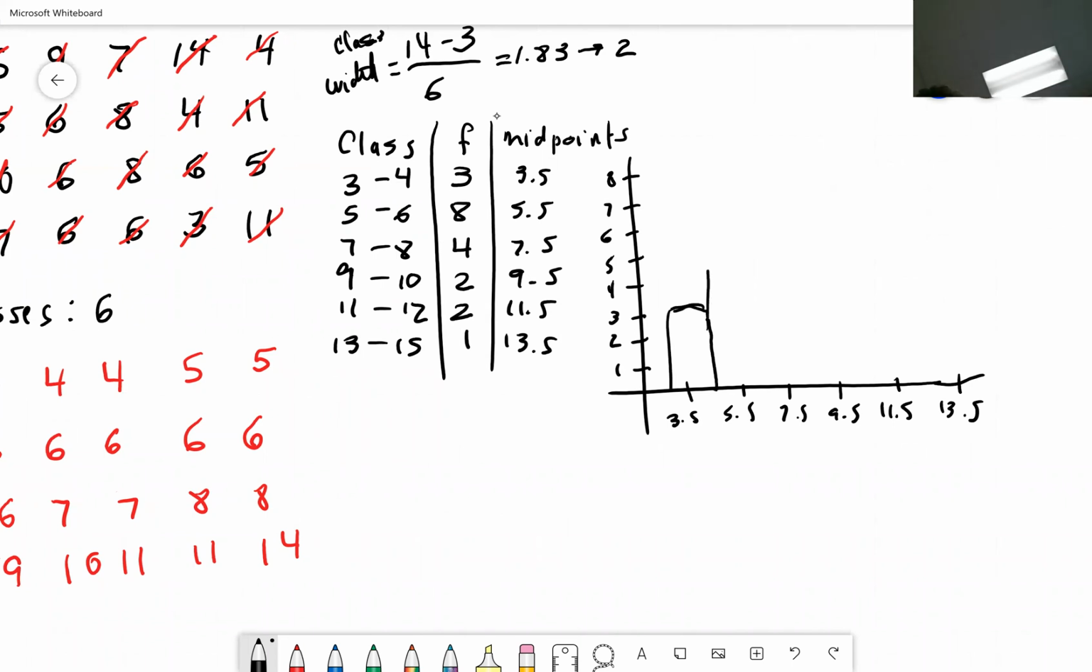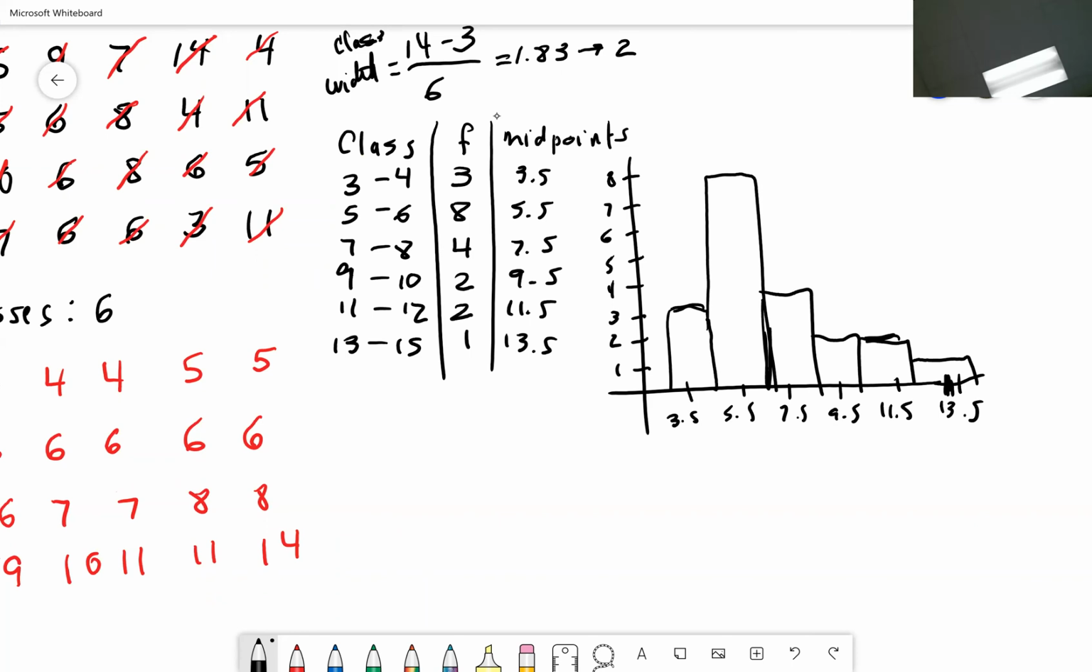And we have a frequency of 8. Then we have a 4. That's a little bit off, but whatever. 4. Then we have a 2. Then we have another 2. And then we have a 1. All right, these are a little bit spread out, but whatever.